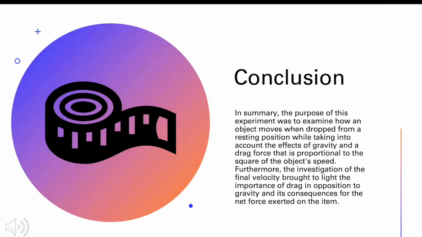In conclusion, the purpose of this experiment was to examine how an object moves when dropped from rest while taking into account gravity and drag. Furthermore, the investigation of final velocity brought to light the importance of drag in opposition to gravity and its consequences on net force.